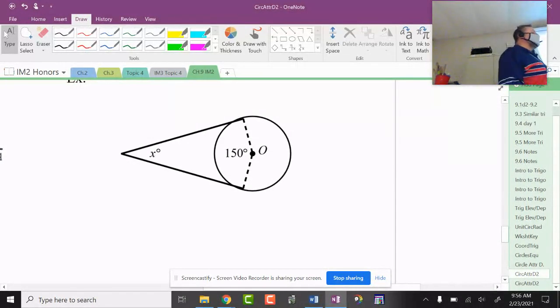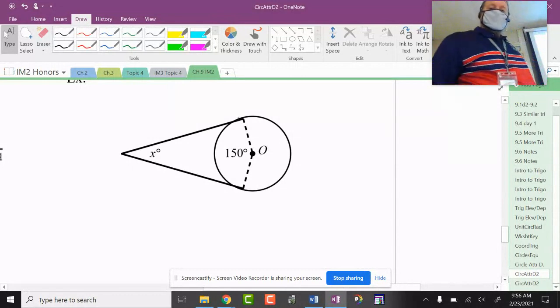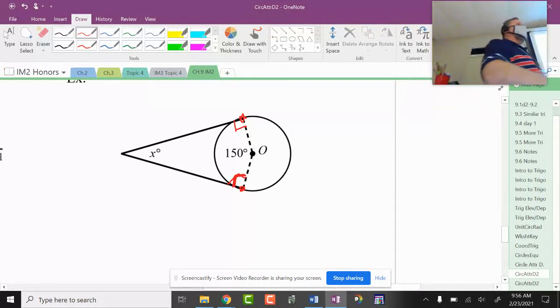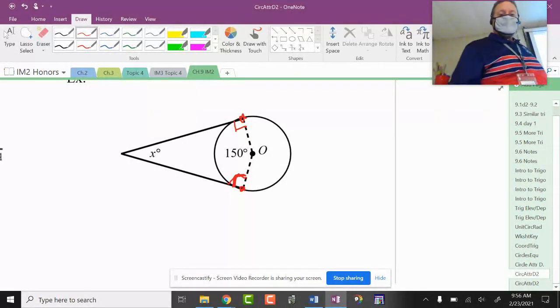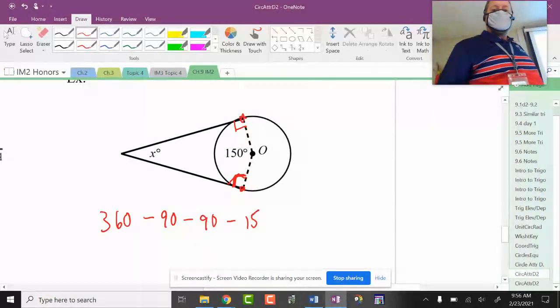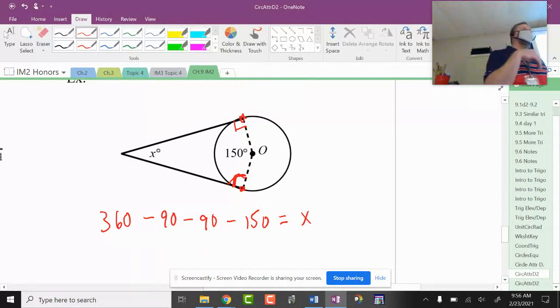What's x? Well, these are points of tangency here, so these are right angles. That's a nice square there. What is the sum of the 4 angles in a quadrilateral? 360. So what is x? It's simply 360 minus 90 minus 90. The point of this question is you had to know that those are right angles there, and then that's what x would equal.